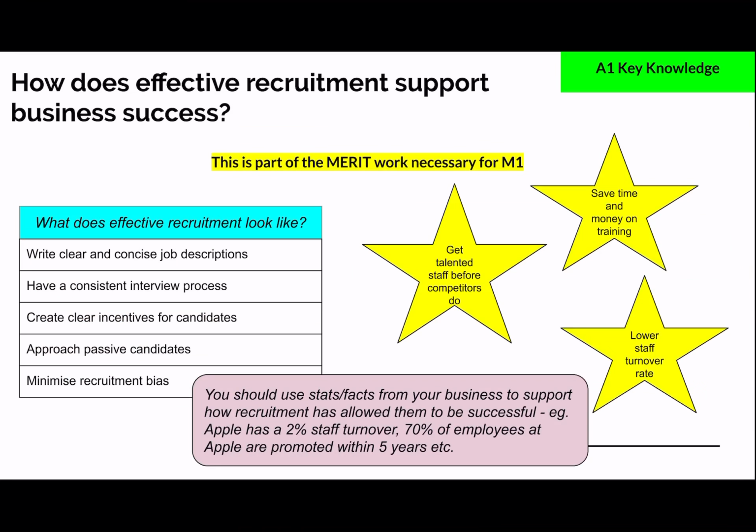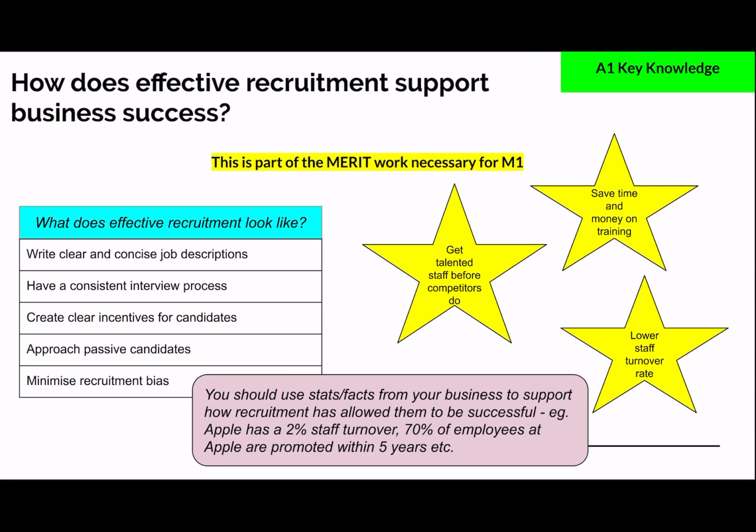If you've recruited staff who already have the skills that are necessary within the vacancy that you have set as an organisation, then it means that you do not have to invest as much money in training them up in the way that you want them to complete their job.